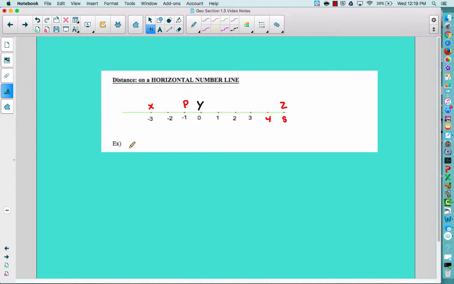So first we're going to talk about distance on a horizontal number line. Let's remind ourselves that a horizontal line is a line that goes from left to right. I always remember horizontal because I think of the horizon and the sun shining from off the horizon. If I'm standing at the beach and I'm looking at the sun rise, the water actually creates a horizontal line. So that's how I always remember it. Whereas a vertical line goes up and down. Okay, so this is a vertical line. And this is a horizontal line.